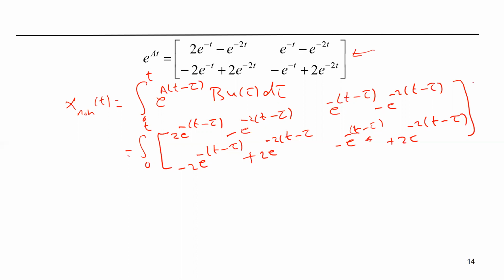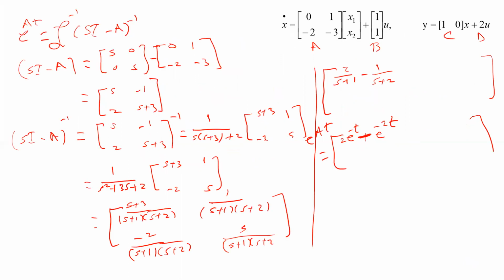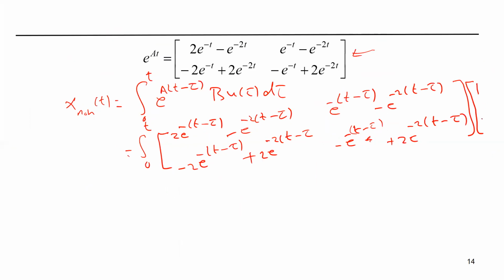This must be multiplied by B, the B matrix. If you remember, the B matrix is 1 and 1. Multiply by 1 and 1, and multiply by the input. But the input is a step function. So what's u of tau? If u is a step function, what is a step function?